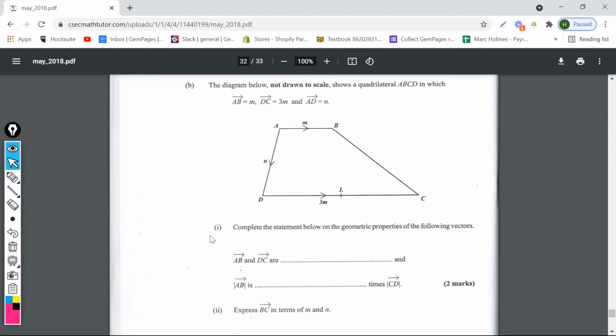All right. So AB and DC are parallel. I would say parallel. And the length of AB is 3 times CD. I think so. I think that makes perfect sense to me. I hope that's the answer though. Does that make sense to anybody else? Yes, sir. It makes sense to me. Yeah, man.